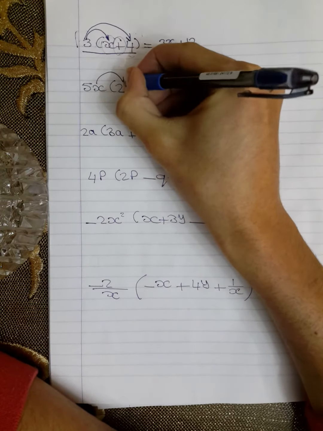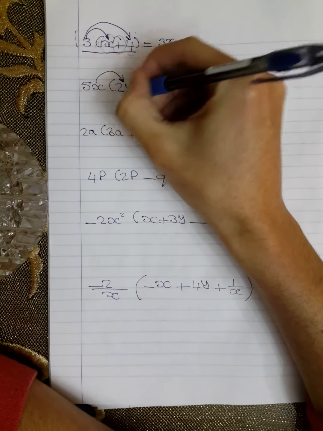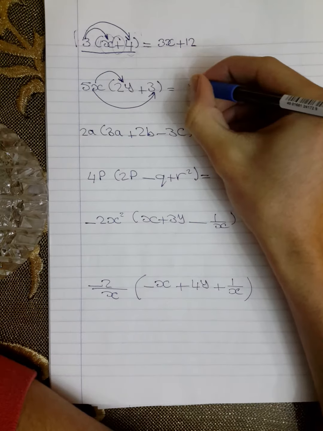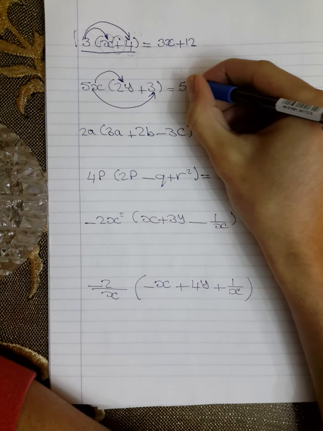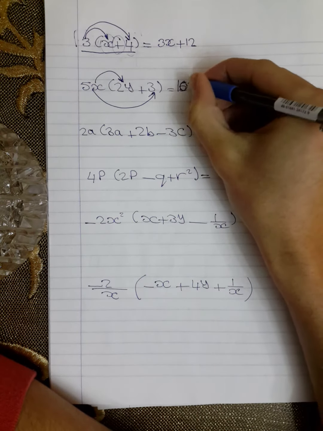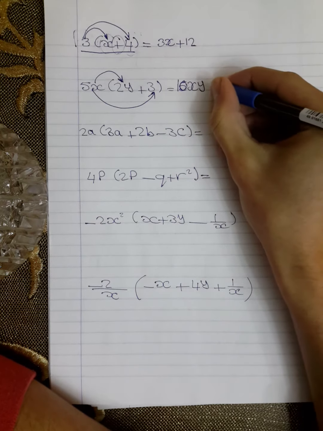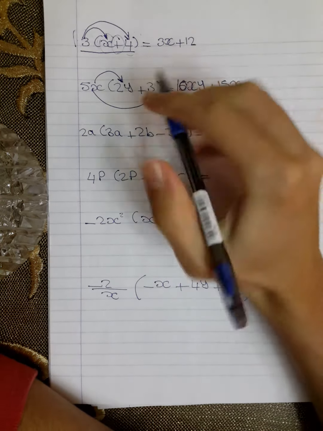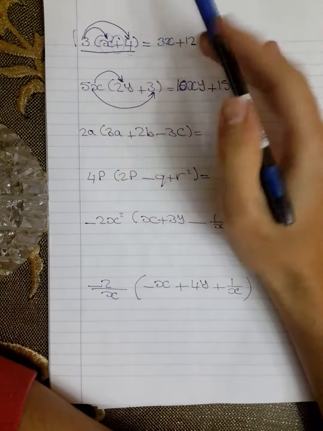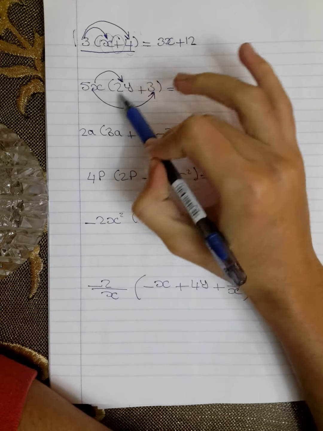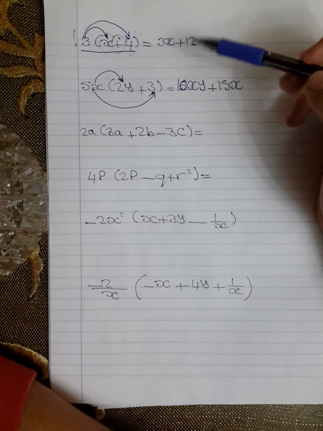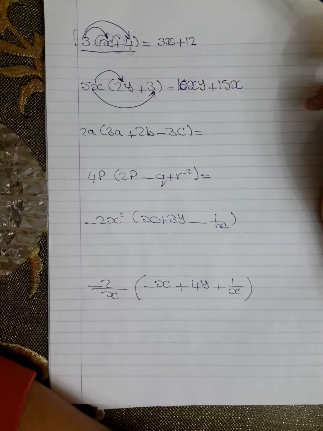I will multiply this times this and this times that. That would be 10xy plus 15x. Again I say, 5x times 2y, that is 10xy, and 5x times 3, that is 15x.